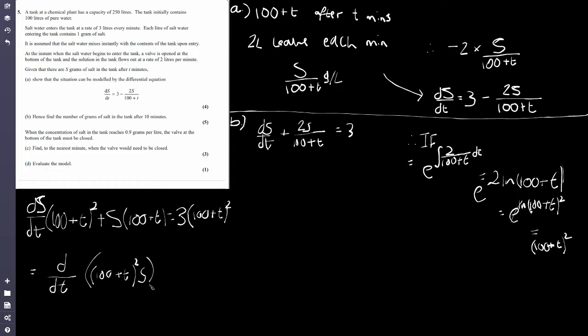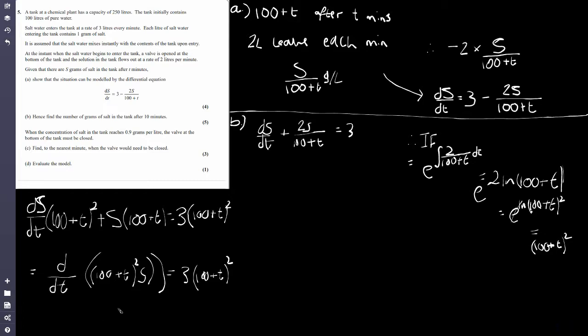So if we do that, this will be equal now to 3 lots of this still, so this can't really simplify any further. Or we don't want to simplify it just yet. Plus t squared. Okay, so we integrate both sides.